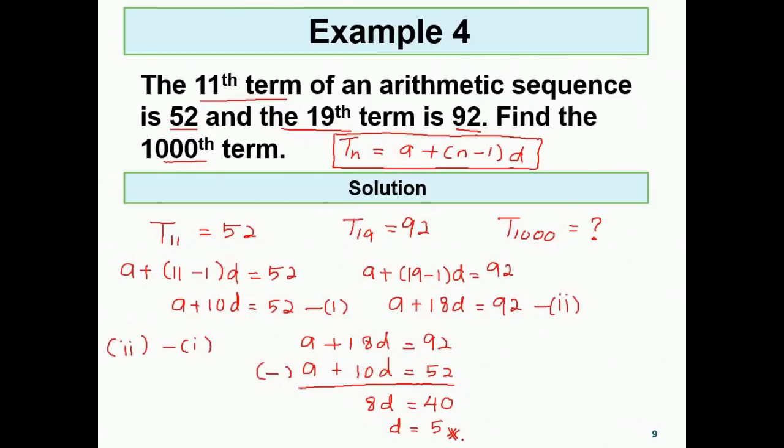By using d is equal to 5, substitute into equation 1 or equation 2. So now try to substitute into equation 1. So we have a plus 10 times 5 is equal to 52. So we have a plus 50 is equal to 52. So a is equal to 52 minus 50. Bring 50 to the right hand side. Then we have a is equal to 2.